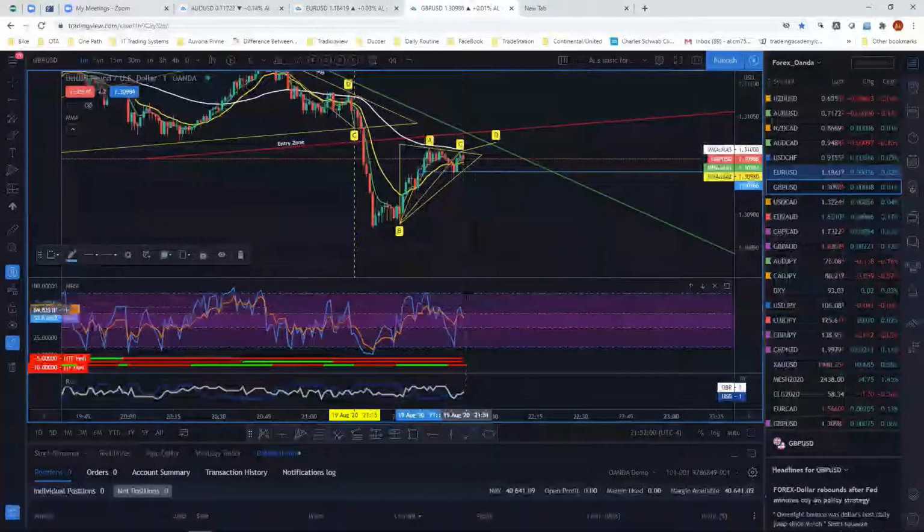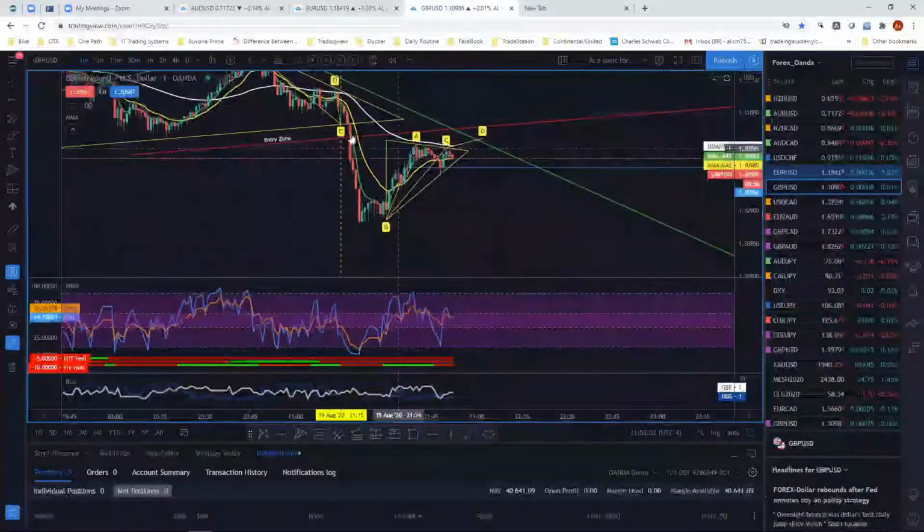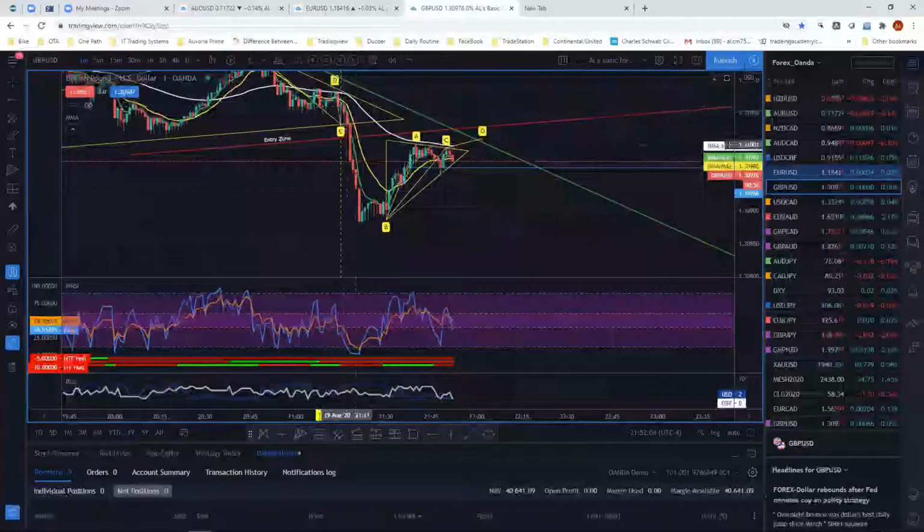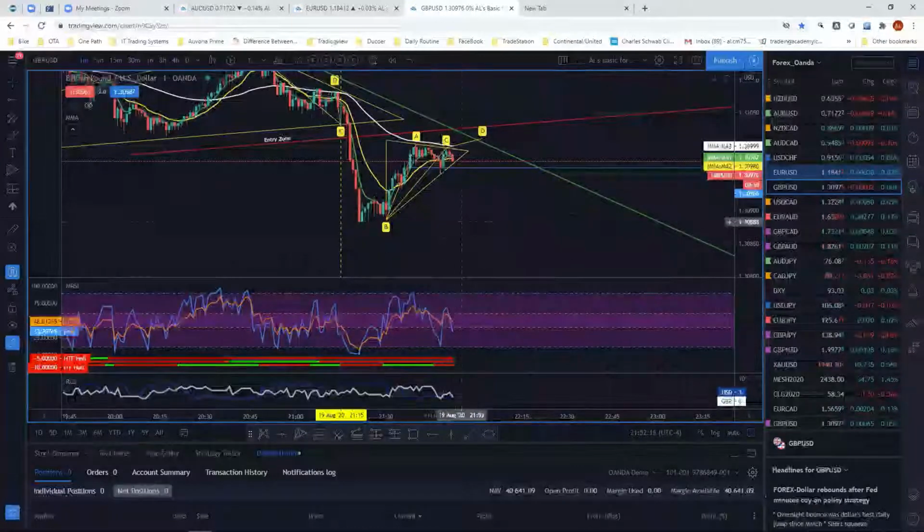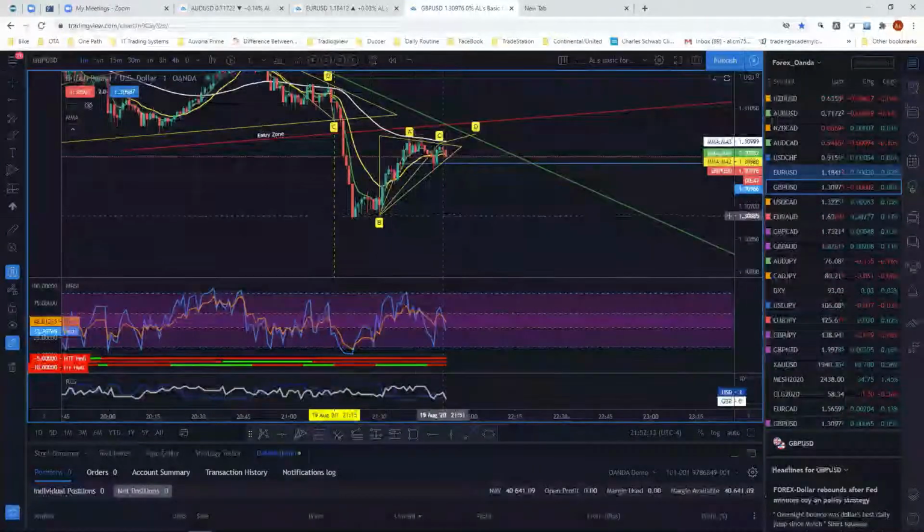And we're starting to get a hook again. It's coming up very near where it broke out the first time. And I'll be willing to take the trade right here. Now I'm going to do this in demo. I'm not totally convinced this is going to work out because of the time of day, but it's got the setup to do so.